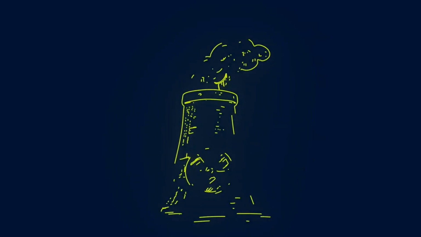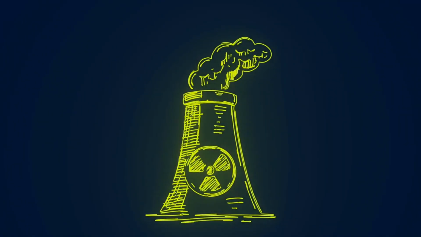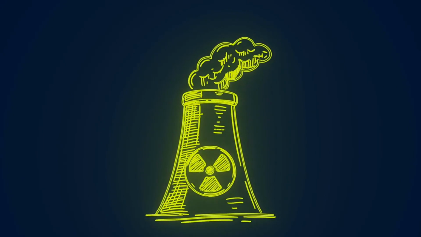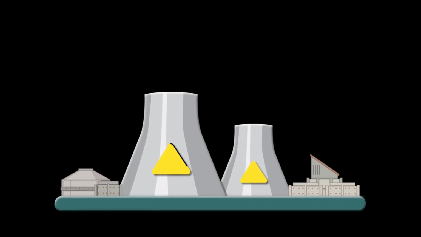This video explores the fundamental workings of nuclear power plants, including the fission process, the components of a nuclear reactor, and the conversion of nuclear energy into electrical energy. Nuclear fission is the core process behind the operation of nuclear power plants.